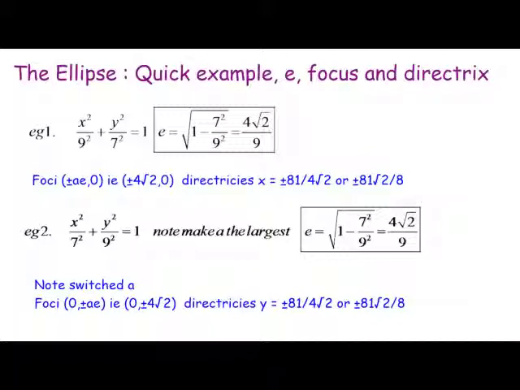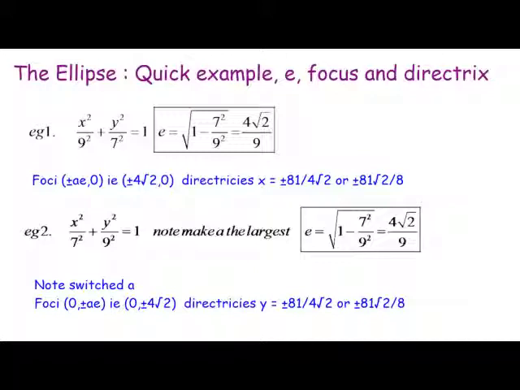Here we have a few examples. x squared on 81 plus y squared on 49 equals 1, or if you like, x squared on 9 squared plus y squared on 7 squared equals 1. Then I switch them around a bit: x squared on 7 squared plus y squared on 9 squared is 1. You can see here the eccentricity is obviously the same. It's just that the orientation has been changed.